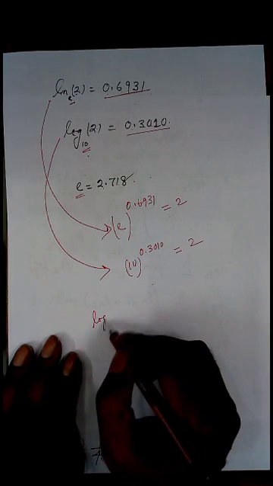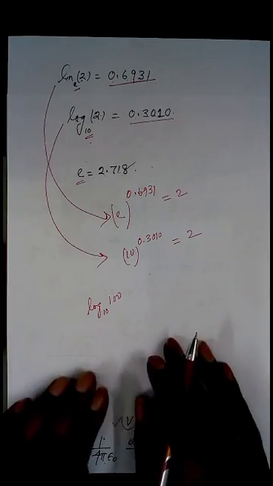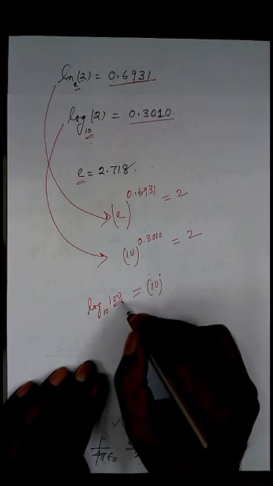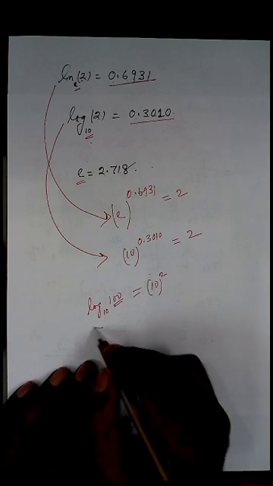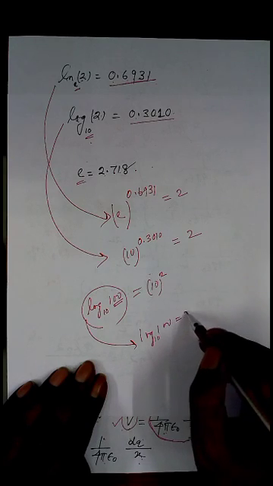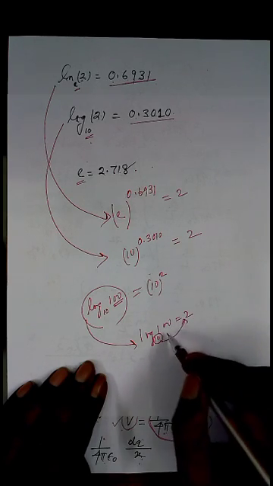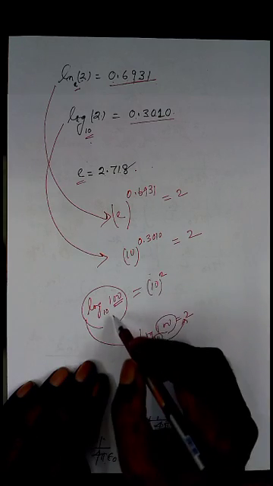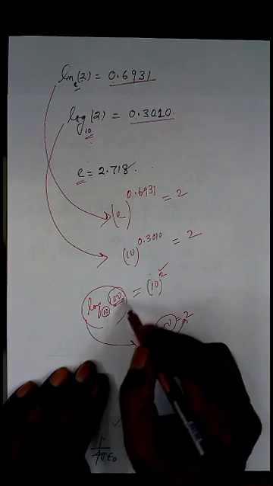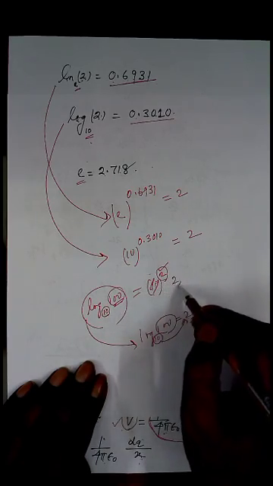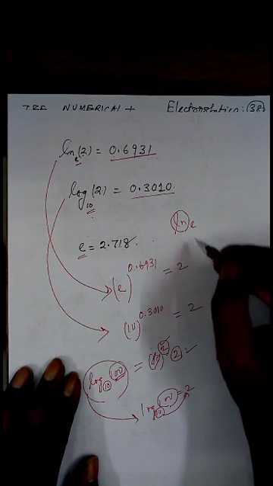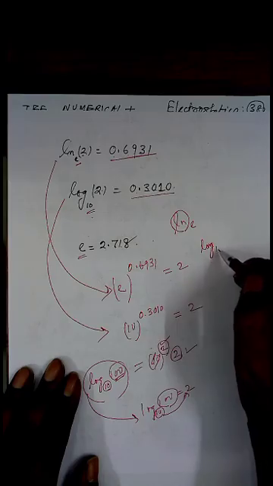For example, the logarithm of 100 with respect to base 10 means 10 to the power what value will give you 100? 2. So the logarithm of 100 with respect to base 10 is equal to 2, meaning 10 when raised to the power 2 will give you 100. So what is the meaning here? 10 should be raised to what power to give you this value? That is equal to 2. So the answer is 2. This symbol is used when the base is e. This symbol is used when the base is 10.